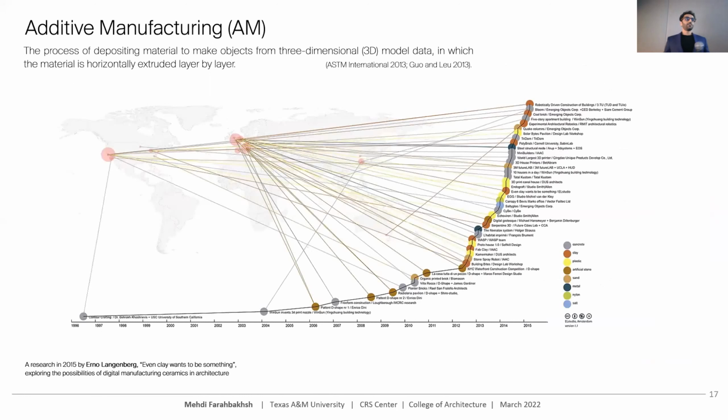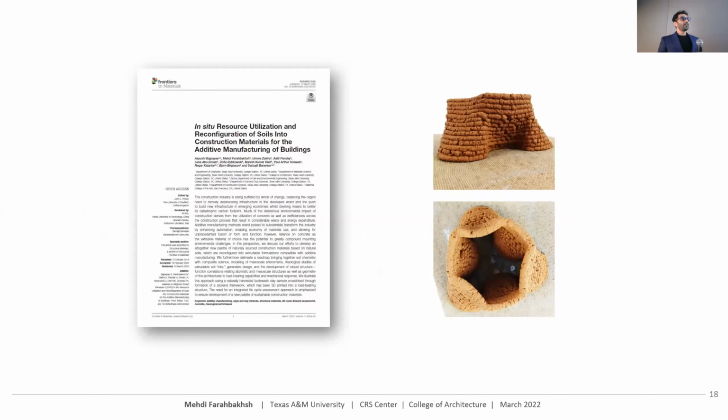Additive manufacturing has a long history. We see it here on this chart. It says 1996, but I have seen a movie from around 1950 or 60 where there is a machine that is 3D printing stuff. So it's long before that, but it's more about how we can deposit material where we needed it. So in one paper, we introduced how we can turn backyard soil into a construction material.